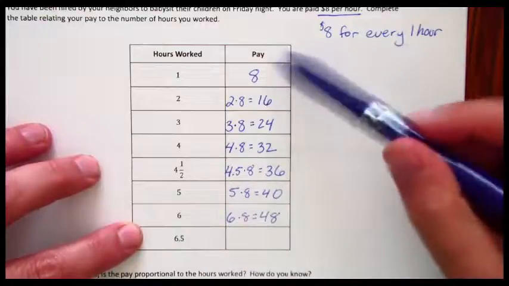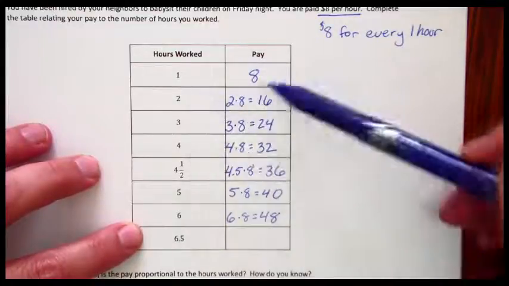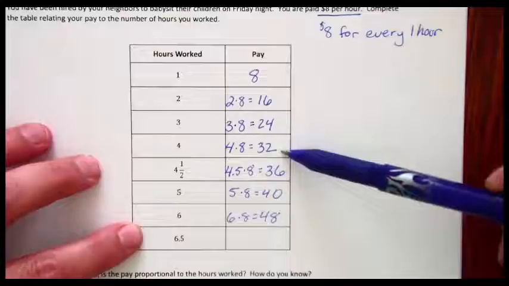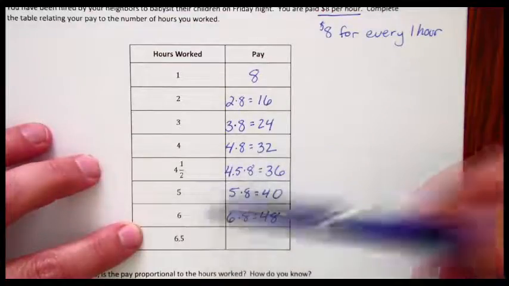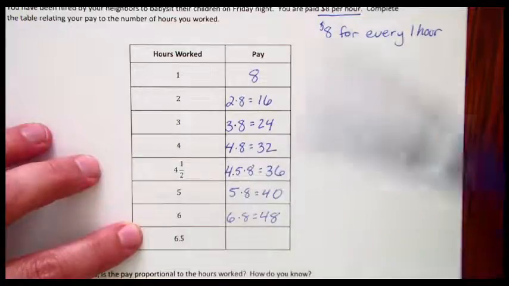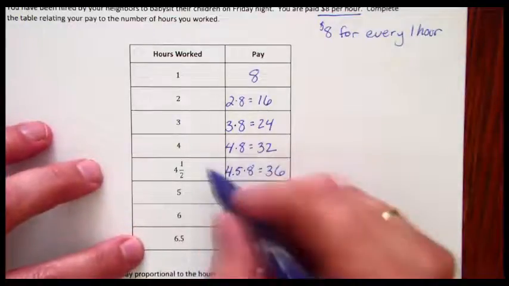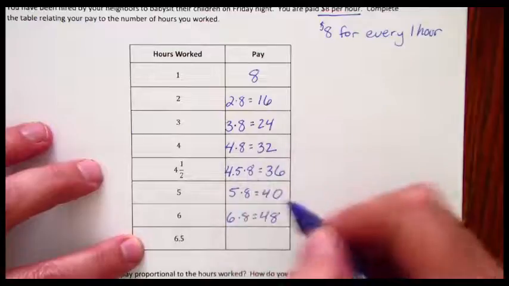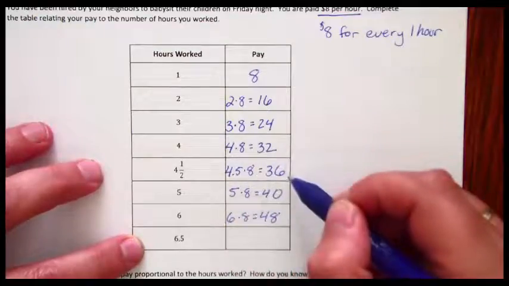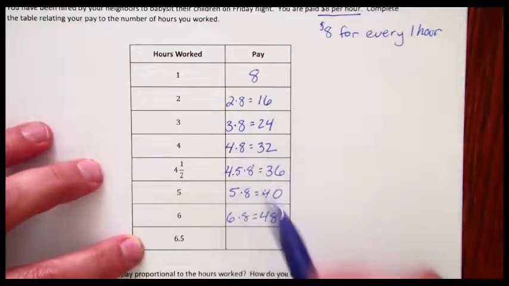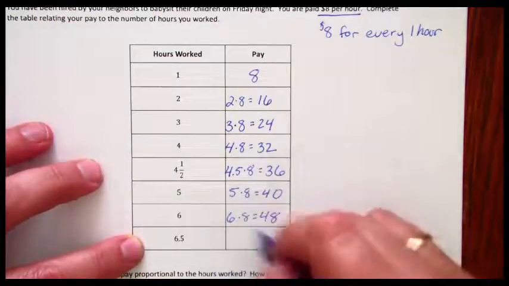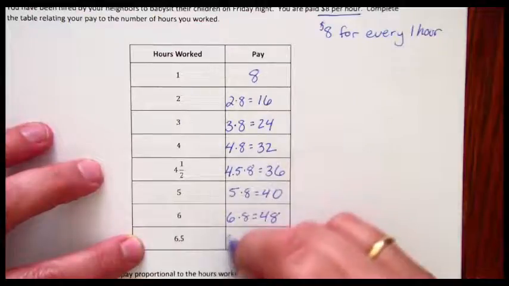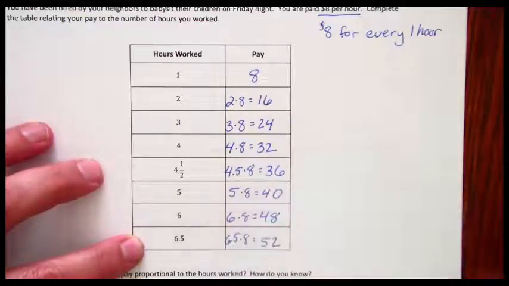It's interesting here, we can see as these are going up by 1, the pay goes up by 8. It's like skip counting. The halves are interesting. It would go up half of 8. So from 32 to 36 is 4, which is half of 8. And from 6 to 6.5, we go from 48 to 52. 6.5 times 8 is 52.